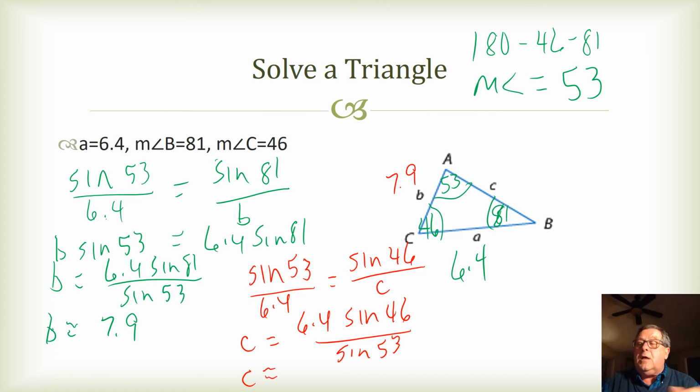Approximately. All right, well, let's go. 6.4 times the sine of 46 divided by the sine of 53, and that's 5.76. We're going to round that to the nearest tenth, 5.8, and shazam. We've used the law of sines in this case because we had angle, side, angle to solve a triangle, and man, we are skilled.